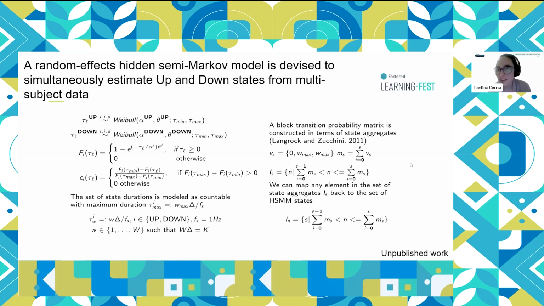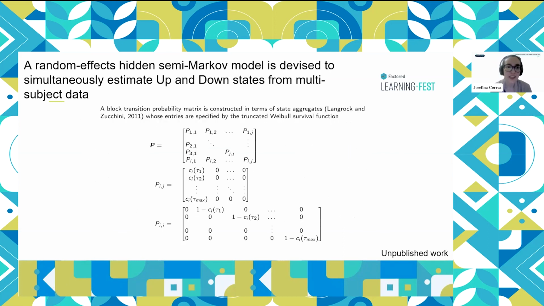So there are many technical details to all of this. We can aggregate states to use an augmented state representation. You can look at the work of Langrock and Zucchini to get a better idea of these details. And the idea is that you have these blocked transition probability matrices that capture the time that you will stay in a particular state.